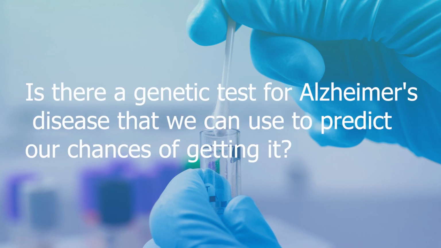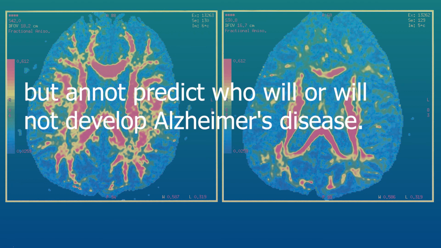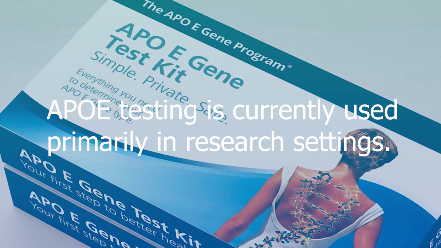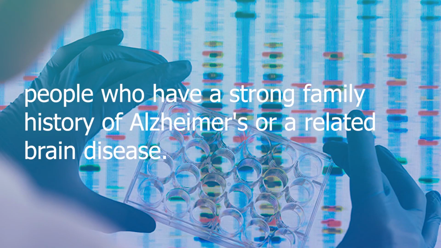Is there a genetic test for Alzheimer's disease that we can use to predict our chances of getting it? A blood test can determine which APO alleles a person has, but cannot predict who will or will not develop Alzheimer's disease. APO testing is currently used primarily in research settings. Physicians also use genetic testing to help diagnose early-onset Alzheimer's disease and to screen people who have a strong family history of Alzheimer's or related brain disease.